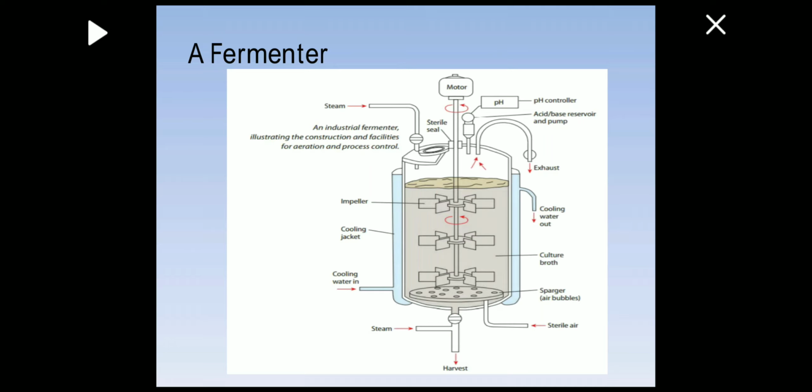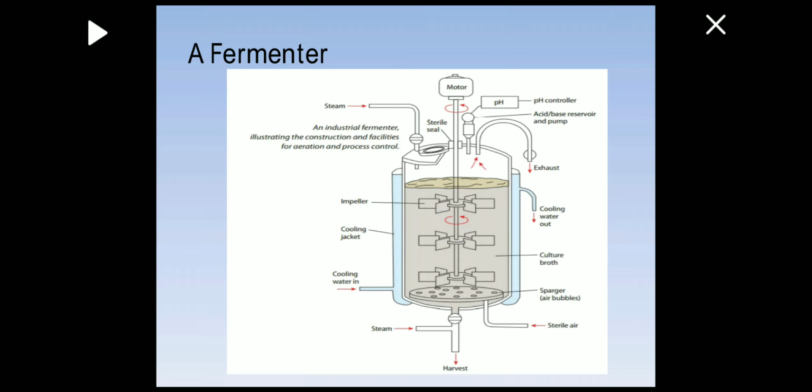Then you have an exhaust, which is taking out different gases from the fermentation tank, which are being produced during the growth of the microorganisms. Then you have cooling water out and cooling water in. That cooling jacket is for maintaining a specific temperature of the fermentation process. Then you have culture broth. That is the culture, the medium, the inoculum, the microorganisms which are present within the culture broth, and they are growing and producing the specific primary metabolites or secondary metabolites of interest.